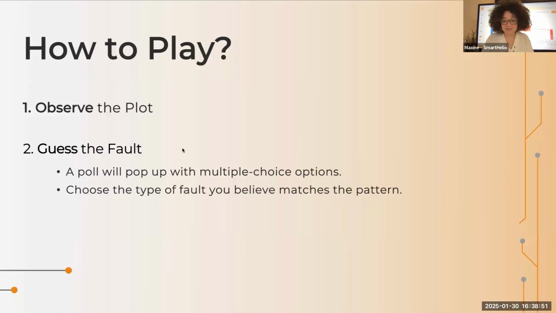So for the game, how to play? That is very easy. First, you'll have a plot and you'll have to observe it, of course. Based on that, you have 4 options, out of which you need to guess what is the fault from the plot. So you'll just have a poll and you'll have to click which is the option according to you. And let's see at the end who is the winner of the game.